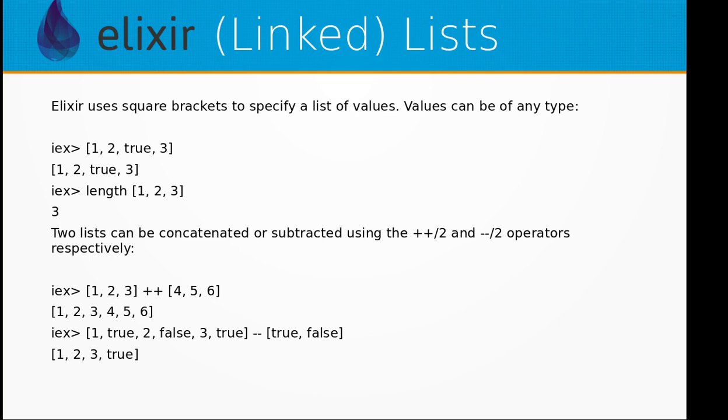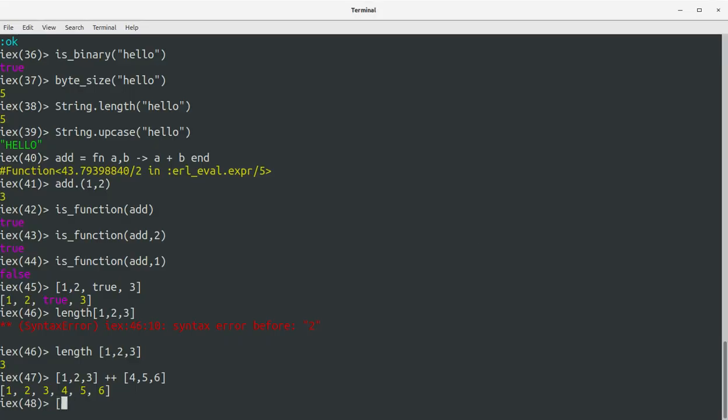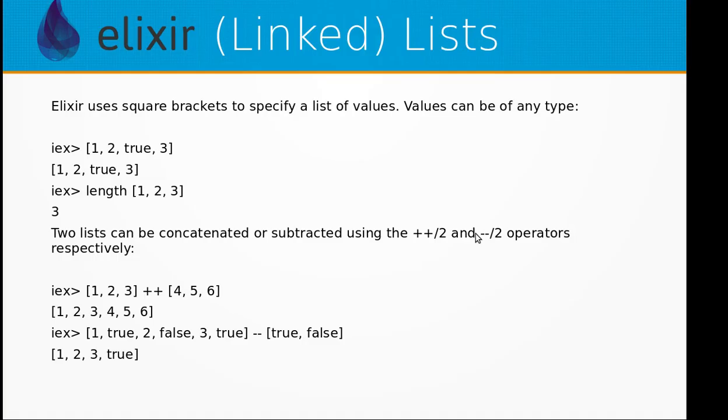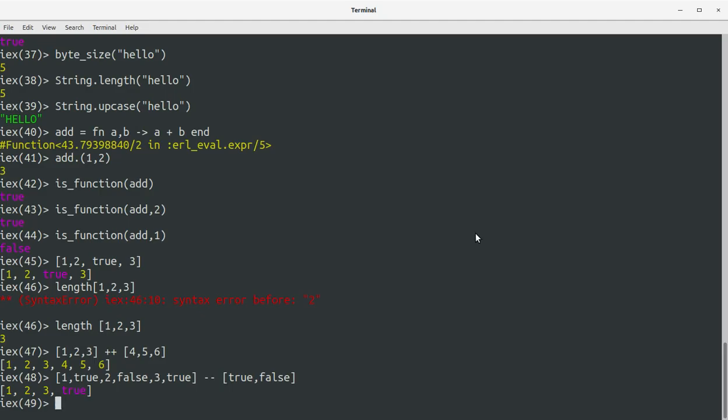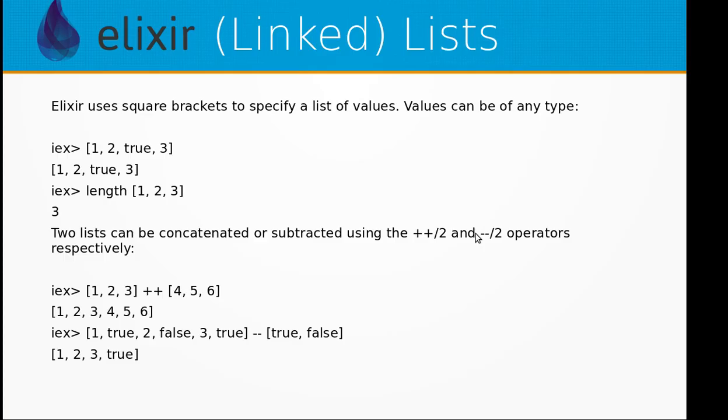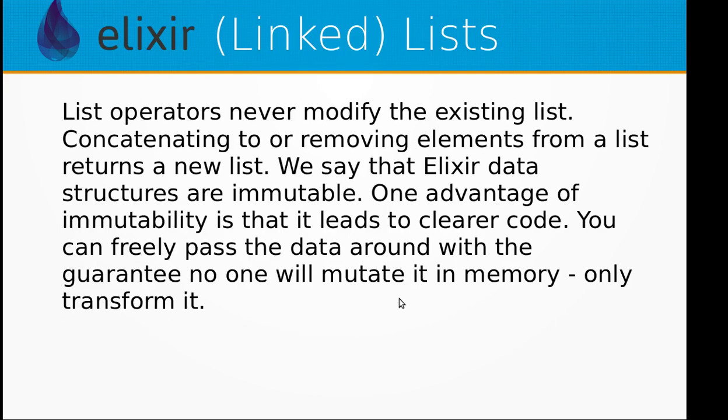Similarly, the minus operator can also be used to subtract values from a list. When I subtract [true, false] from the other list, I get [1, 2, 3, true], because the first instances of true and false are deleted from the linked list.